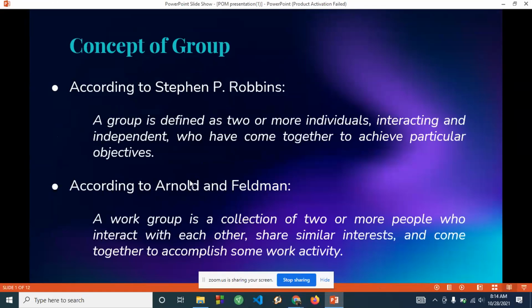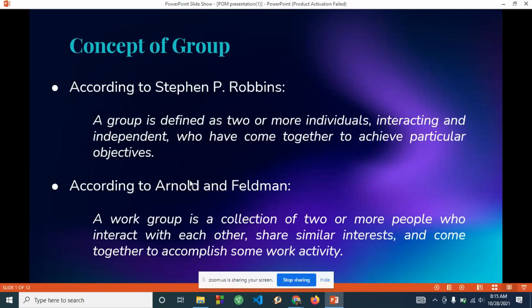My presentation topic is concept of group and characteristics and types of group. Let's talk about concept of groups. According to Stephen P. Robbins, group is defined as two or more individuals interacting and interdependent who have come together to achieve a particular objective.